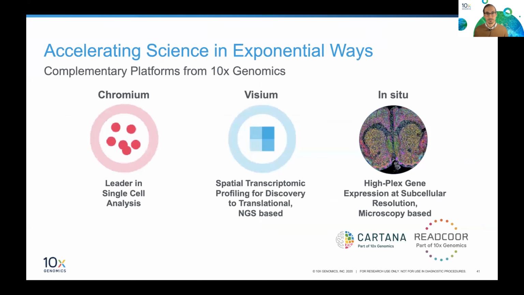We have 3 pillars with 10x. So we have the Chromium platform, which is working on dissociated cells and allows you to do a lot of different measurements on these. We have the Visium platform we just talked about. And then in the future we will also launch an in situ platform that will allow you to go to subcellular resolution with a targeted panel. So you might have done some discovery on Chromium and Visium and can then go into this super high resolution to find specific targets as well. So that's going to come in the future.